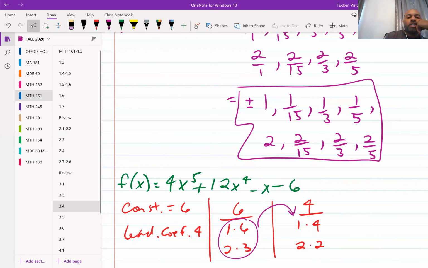All right. So let's look at this one right here. 4x to the 5th plus 12x to the 4th minus x minus 6. We see that our constant is 6 and our leading coefficient is 4. Factors of 6: 1 times 6, 2 times 3. Factors of 4: 1 times 4, 2 times 2. Don't have to use the 2 more than once.